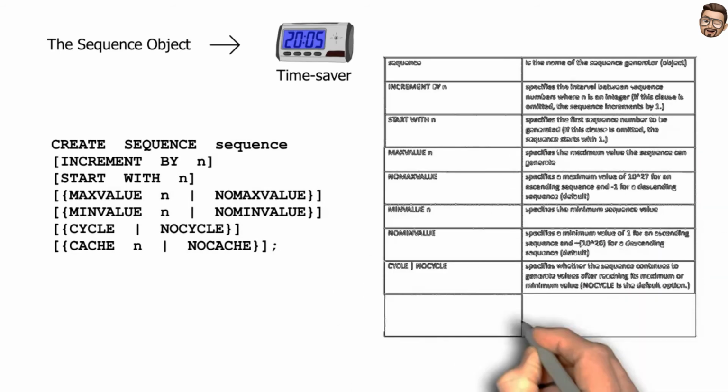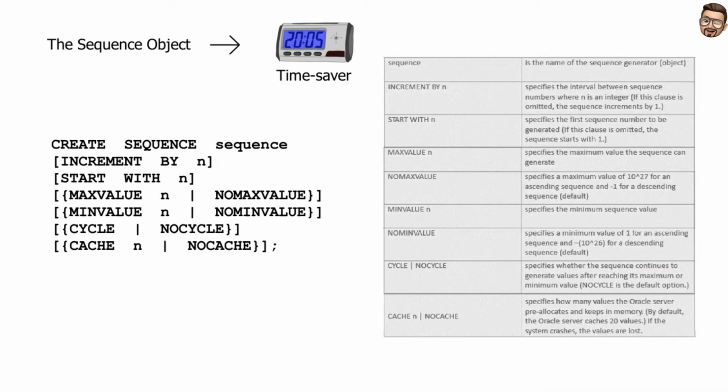CREATE SEQUENCE sequence_name INCREMENT BY n START WITH n MAXVALUE n or NOMAXVALUE, MINVALUE n or NOMINVALUE, CYCLE or NOCYCLE, CACHE or NOCACHE. Sequence name must be unique and depends on the schema that we are using.